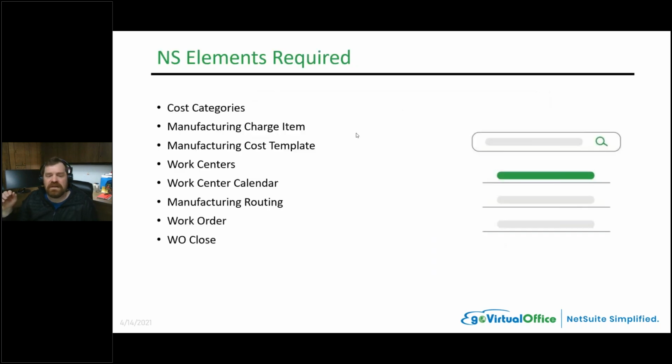All right, so for those of you that are in NetSuite, you understand that there's usually a pattern to how NetSuite operates. Usually it starts off with master records, then transactional records, and costing is getting incorporated into that. And so this follows a very similar design. You essentially have these different elements coming into play as it relates to WIP and routing. You have cost categories, manufacturing charge items, cost templates, the actual work centers, work calendars, the routing, work orders, and then the work order close. And I will show you those individually right now.